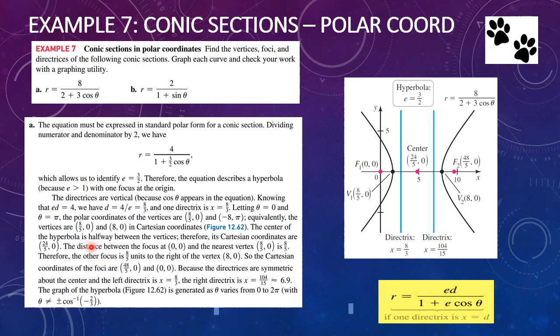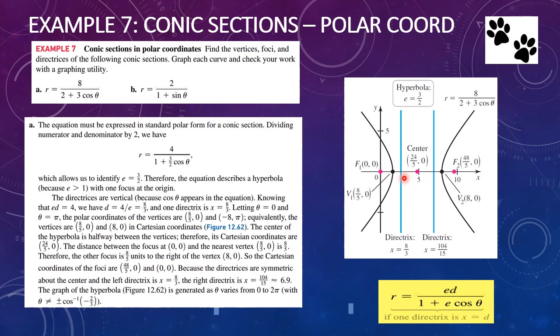The center of the hyperbola is between the vertices. The difference between 8 and 8/5 is 32/5, so halfway between them is 24/5. The distance between the focus at (0, 0) and the nearest vertex is 8/5. Therefore, the other focus is 8/5 units to the right of the vertex (8, 0). And there you see it there. So the Cartesian coordinates of the foci are (48/5, 0) and (0, 0), right?